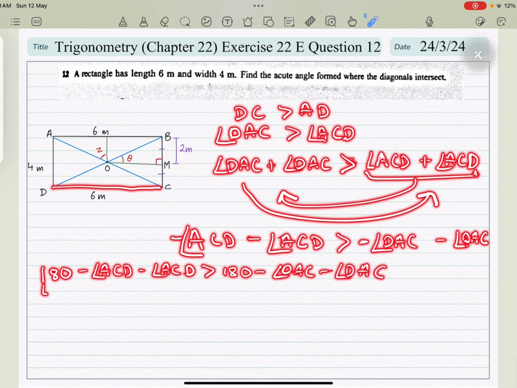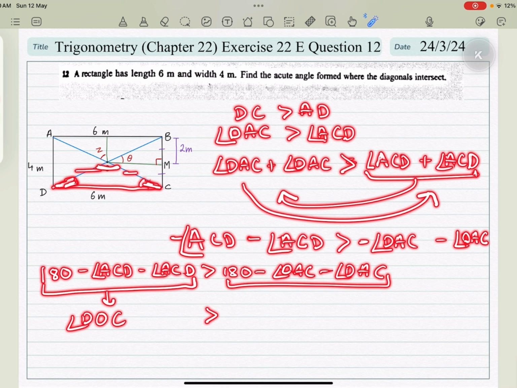When you get this, you recognize that 180 minus ACD minus ACD is equal to angle DOC, because it's an isosceles triangle. This is equal to this, so this is equal to this. We get this angle, angle DOC. Likewise, this is equal to angle AOD. And that's it. We have proved that angle DOC is greater than angle AOD.